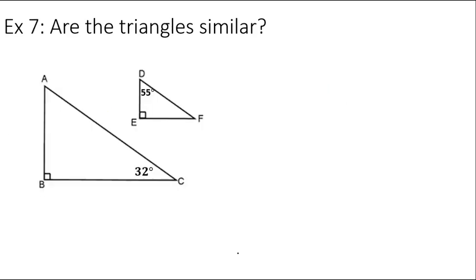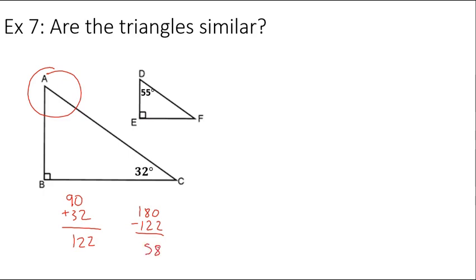Okay, 7. So here again, you want to see, are these triangles similar? So what I do first is, again, I want to find this angle. All I do there is take 90 plus 32. That gives me 122. So 180 minus 122 gives me 58 degrees.